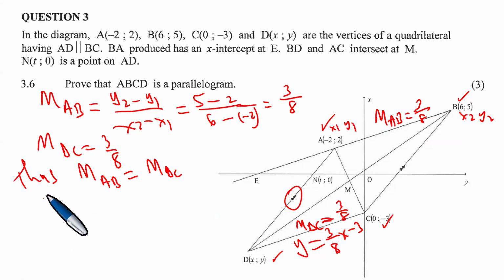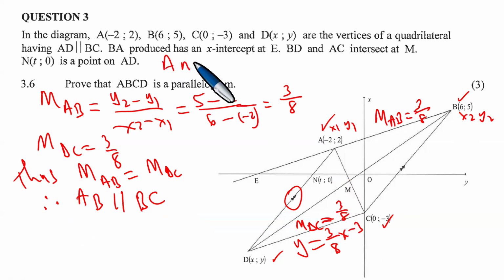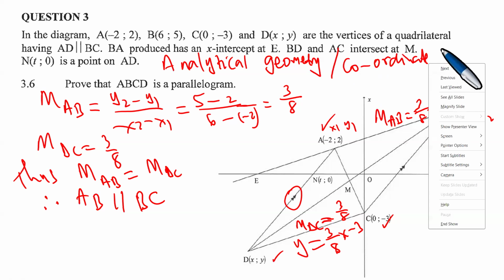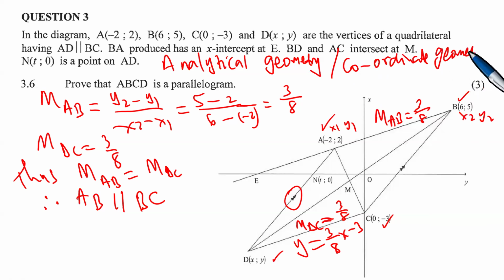And therefore, we say the following. AB is parallel to DC. Why? Because parallel lines have equal gradients. In what we call analytical geometry, this section we're doing is called analytical geometry. This lesson is being recorded. If you don't want to call it analytical geometry, we call it coordinate geometry.